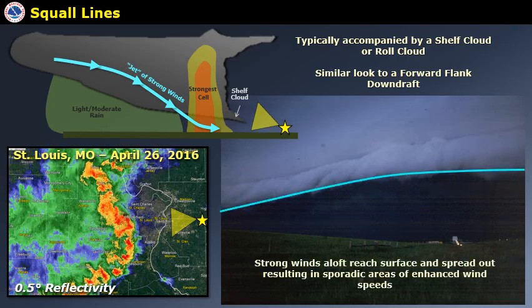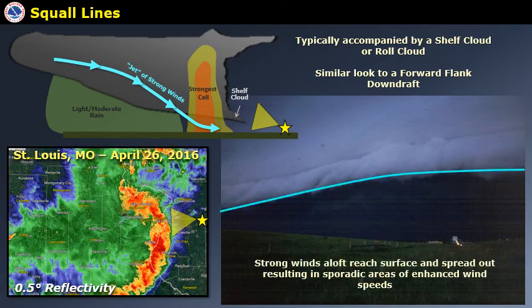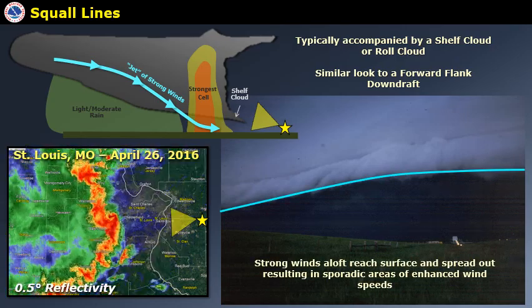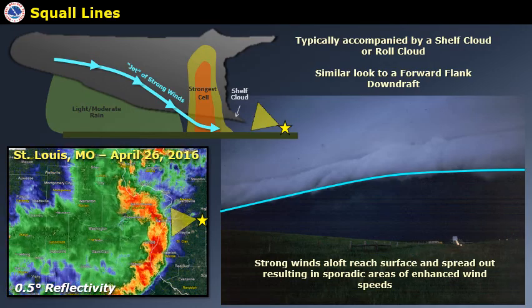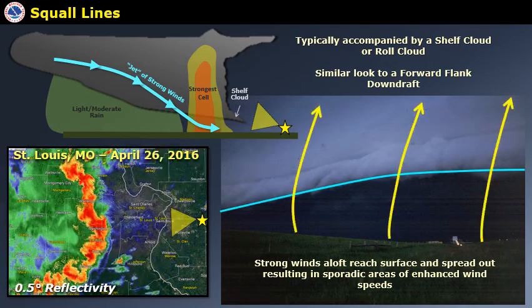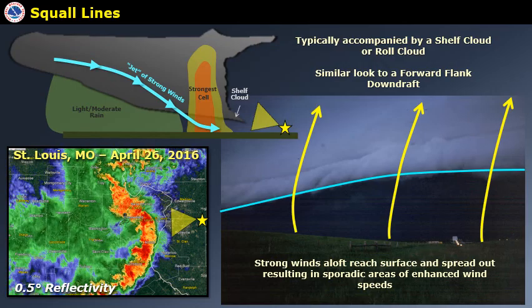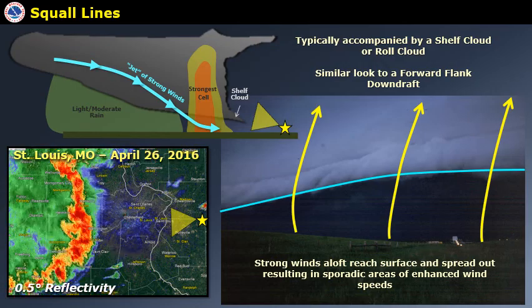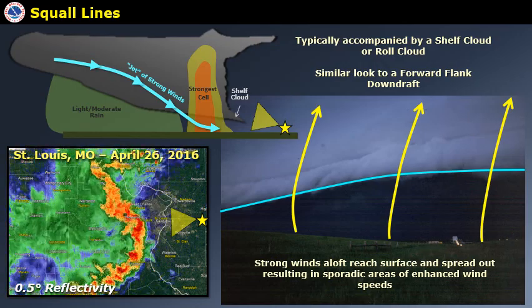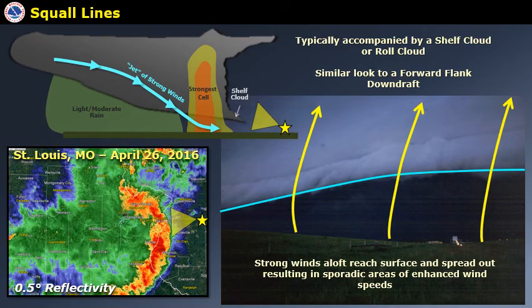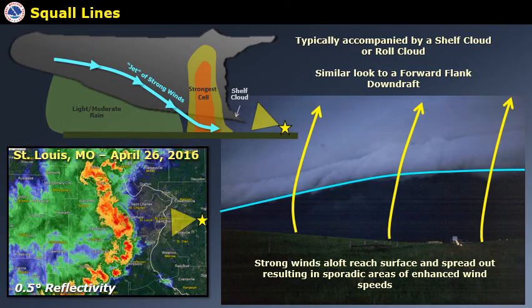So typically, strong winds aloft reach the surface and spread out, resulting in sporadic areas of enhanced winds. Now, air will also ascend atop the surging outflow and can produce ominous-looking shelf or roll clouds. It is for this reason that shelf or roll clouds indicate thunderstorm outflow.